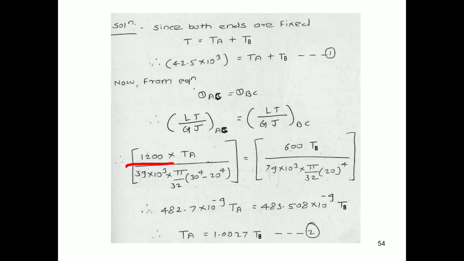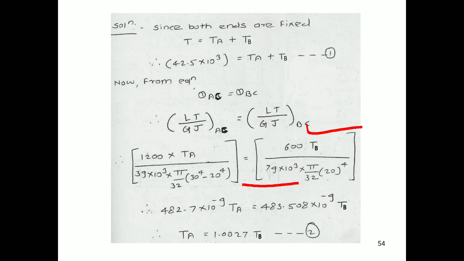For the AC shaft, the torque is TA. The value of G is given as 39 into 10 raised to 3, and the value of J, the polar moment of inertia, is given by pi by 32, capital D raised to 4 minus small d raised to 4, that is pi by 32, 30 raised to 4 minus 20 raised to 4. In the same manner, we have for the BC also. For the BC shaft, the length is 600 mm and the torque is TB, which we have to find out. The value of G, the modulus of rigidity for the BC shaft, is 79 into 10 raised to 3, and J, the polar moment of inertia, is pi by 32, 20 raised to 4.